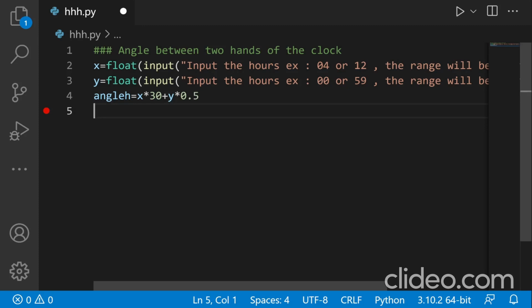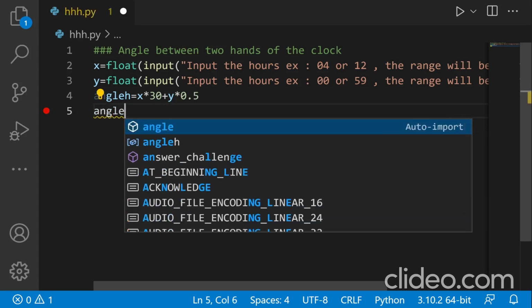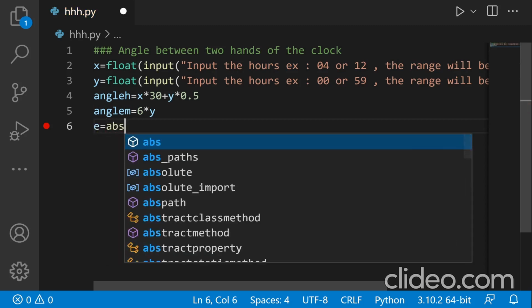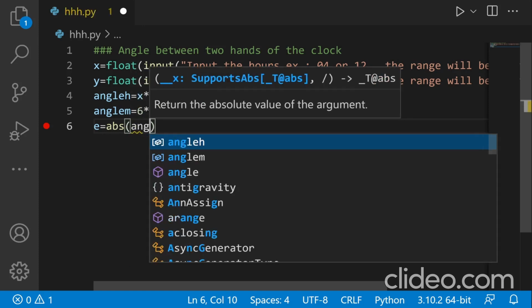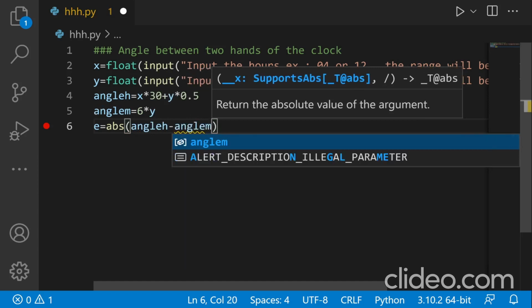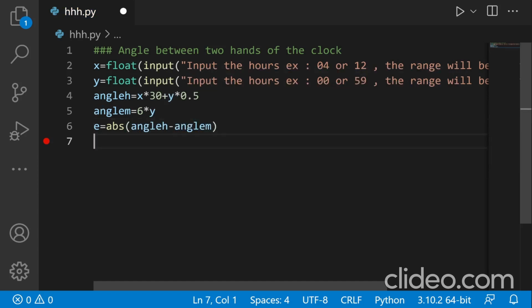Similarly, the angle covered by the minute hand from the start till now: for every minute it has covered 6 degrees. So 6 into y will give me the angle. That's it. Now we need to find, let's say, E, which is equal to the absolute value, because the hour hand can be ahead of the minute hand or vice versa. So I take the abs of angle H minus angle M.